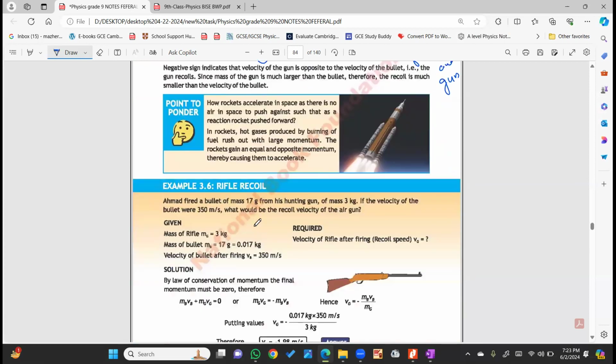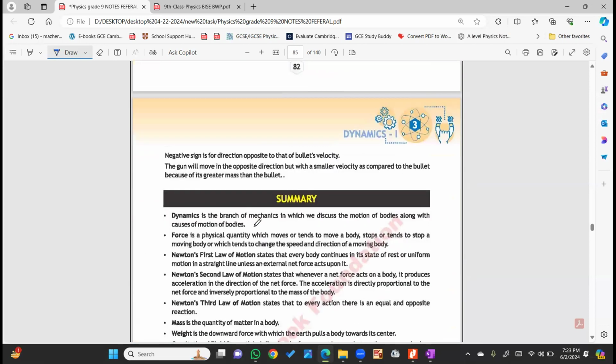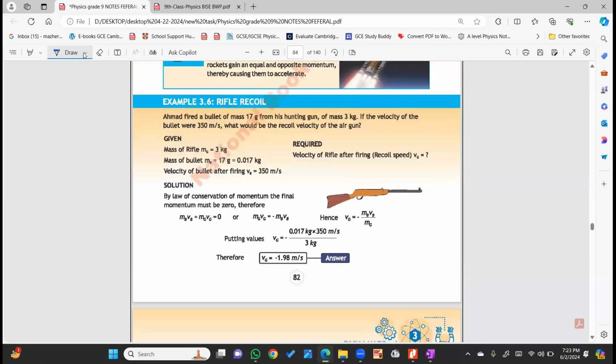Same goes for rockets and everything. If we go through this example, we would have all the values given. Ahmed fires a bullet of 17 grams from his hunting gun with a mass of 3 kilograms. So the mass of the gun is this, and the mass of the bullet is 17 grams. If the velocity of the bullet was 350 meters per second, what would be the recoil velocity?